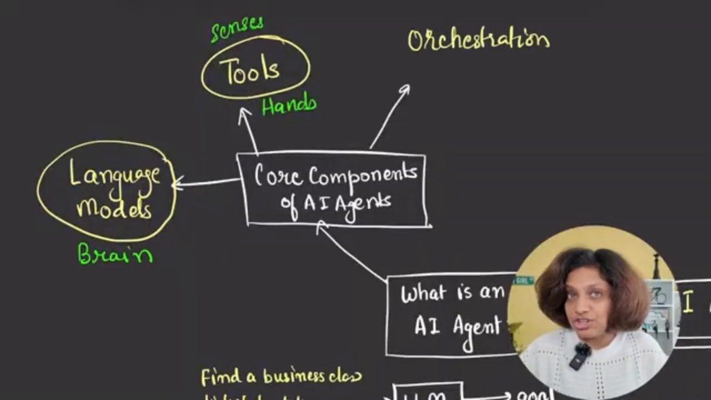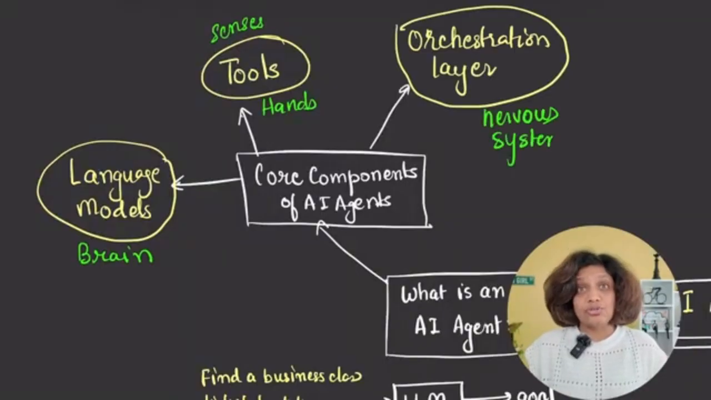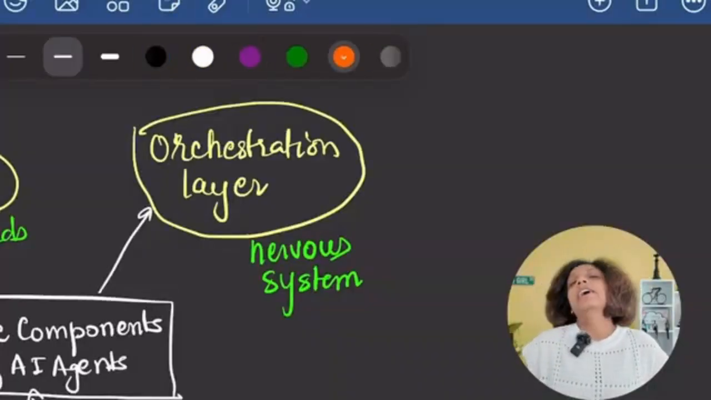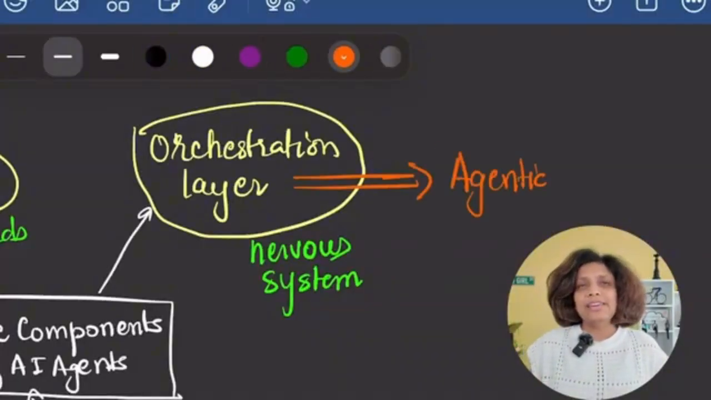Third is the orchestration layer. This is the central nervous system. It governs how the agent processes information, plans its actions, and executes them to achieve the goal. This orchestration layer is what makes the system truly agentic, which means able to work autonomously towards a goal without a human constantly intervening. Now, let's break down each component, starting with the language model, the brain of your agent.